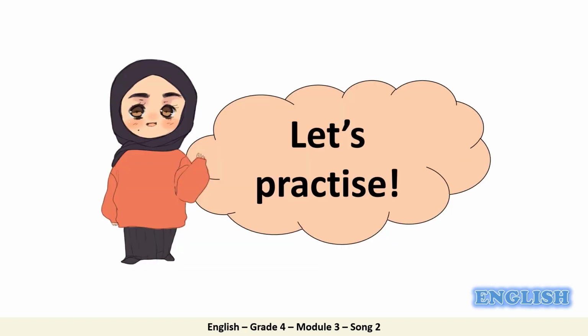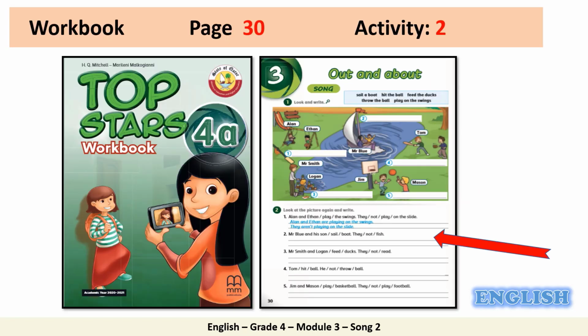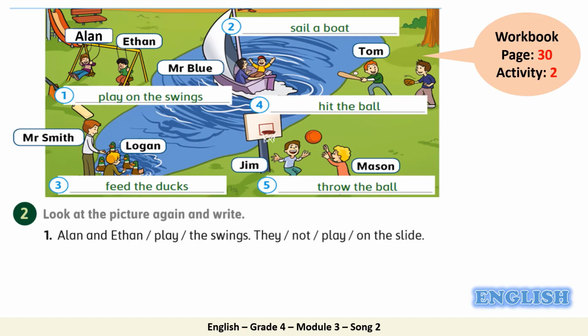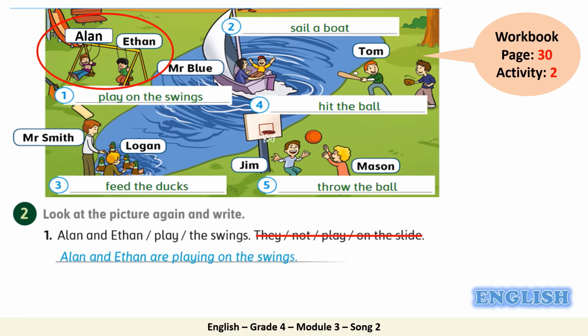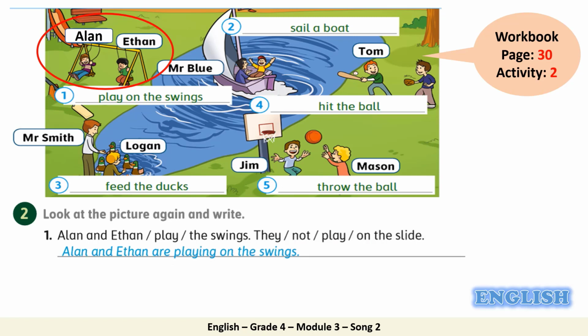And now it's time to practice from your workbook. Open your workbook page 30, Activity 2. In this activity, you are going to look at the pictures, read the prompt, and write sentences using the present progressive tense. Number 1. Alan and Ethan play the swings. We are going to answer the first part first. Okay, look at Alan and Ethan here. We're going to write the sentence in the affirmative form. Excellent! Alan and Ethan are playing on the swings.